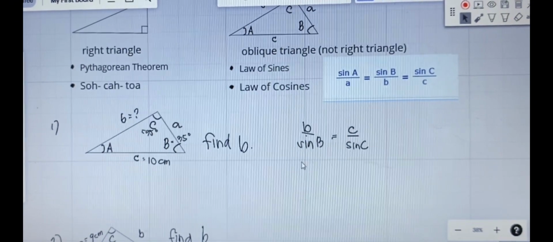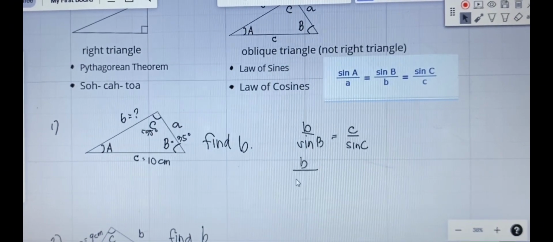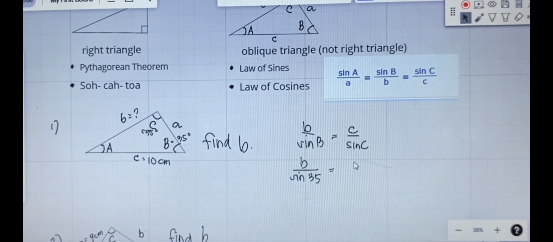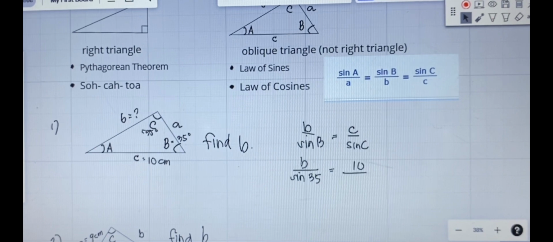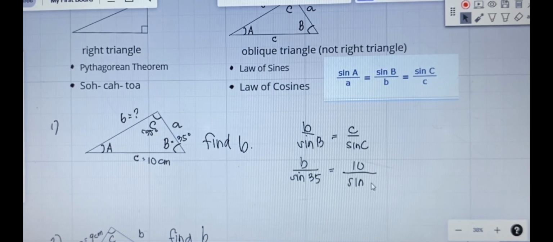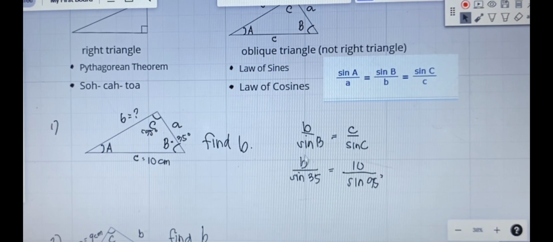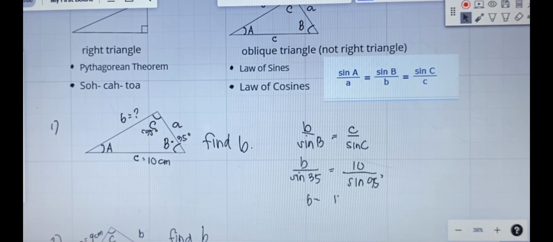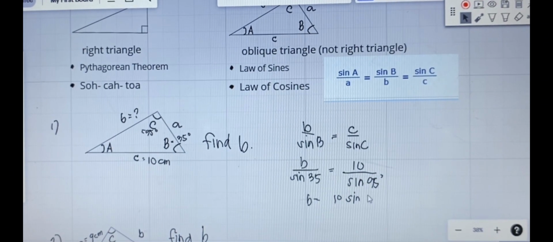If we substitute the values, B is 35 degrees and c is 10 over sine C, that's 95 degrees. Now all we have to do to get b is to multiply by 10. So b becomes 10 sine 35 divided by sine 95.